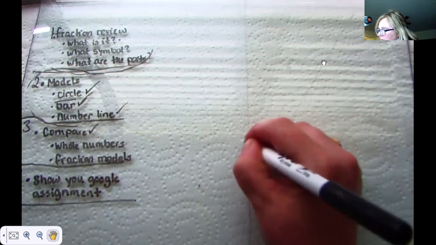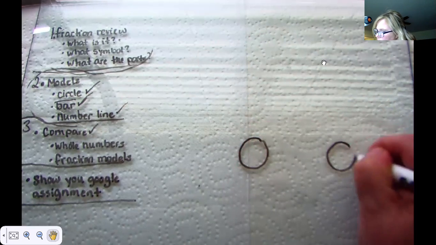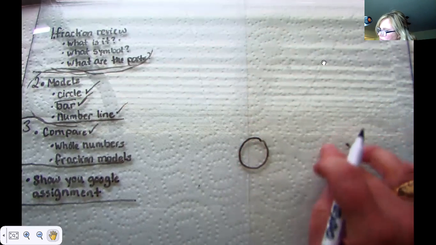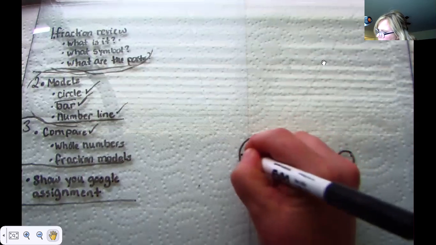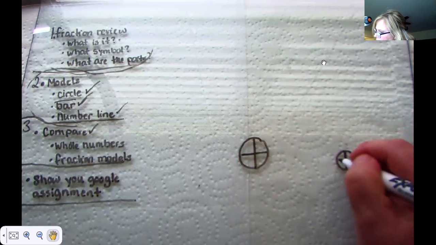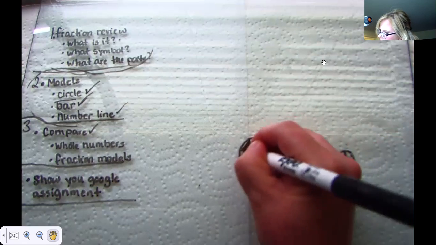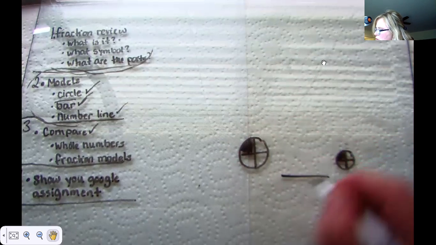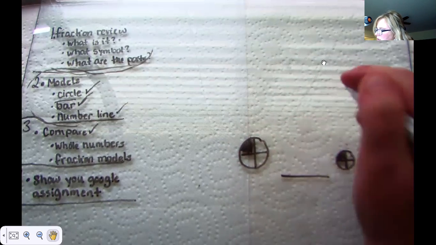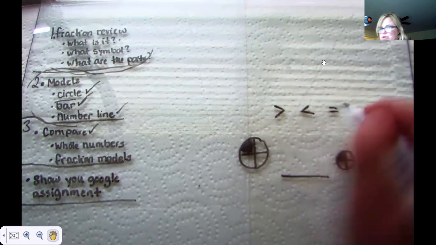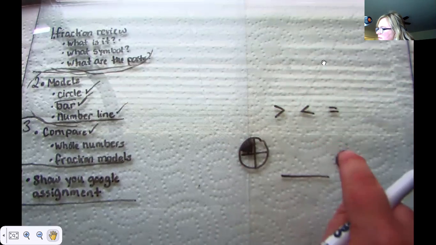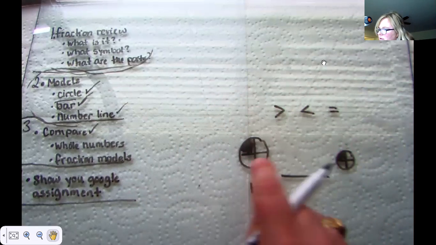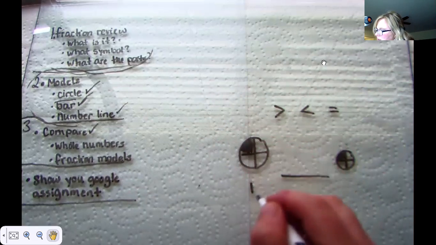So if you have, you'll have to identify the fraction. It could be a circle model. Let's say that it is a circle model, and for each model, you have to identify the shaded part of each model and then compare it. What goes here? Is it greater than, less than, or equal to?